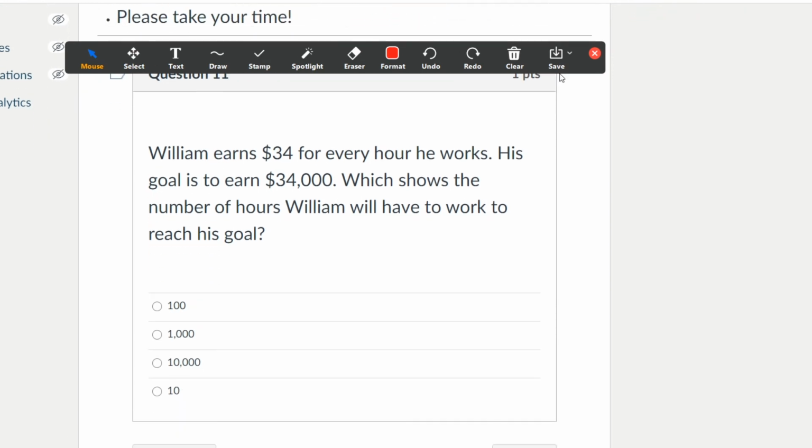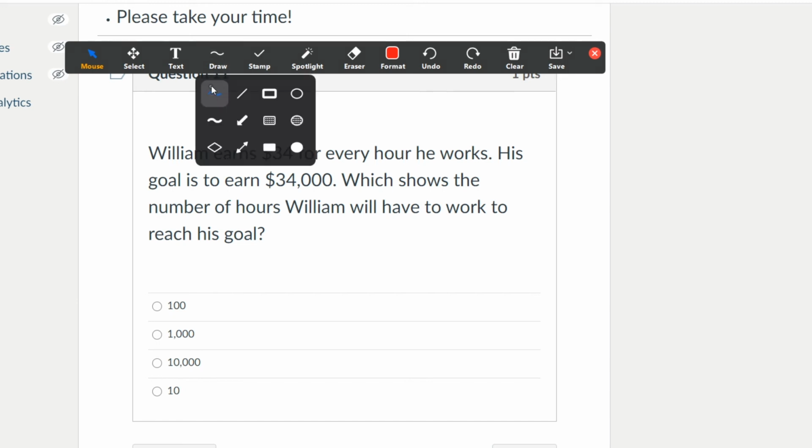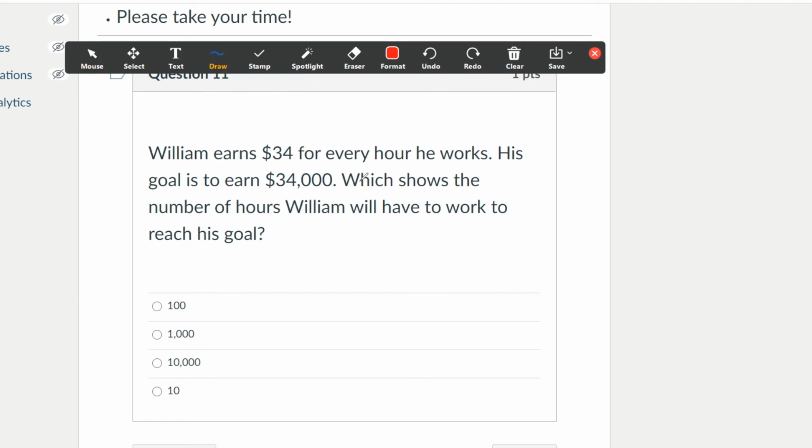William earns $34 for every hour he works. His goal is to earn $34,000. Which shows the number of hours William will have to work to reach his goal? Now, this is actually sounding like a division question. But if we don't know how to divide 34,000 by 34, we can actually test out each of these answers.